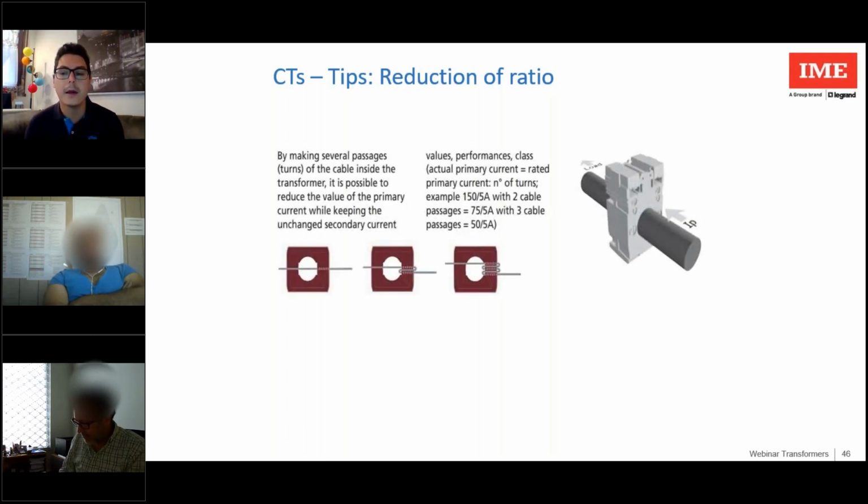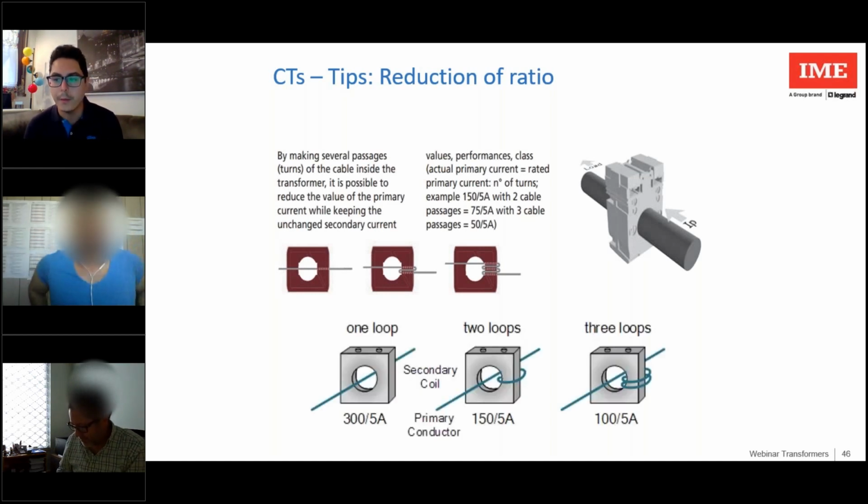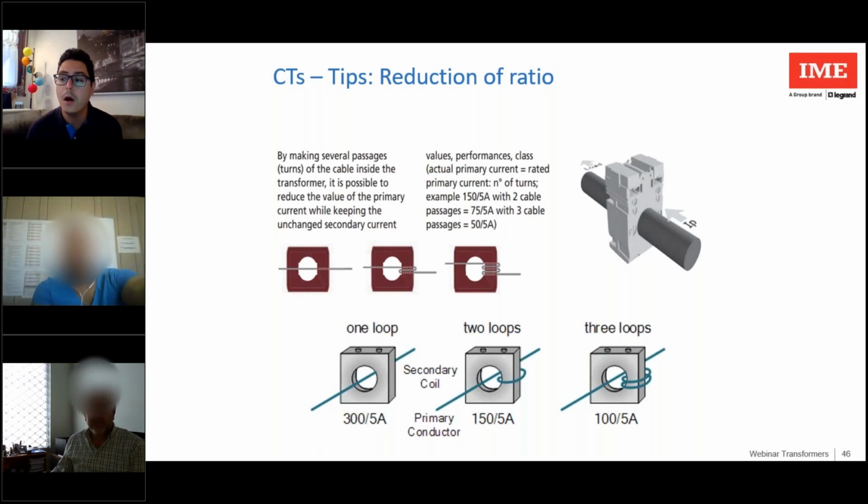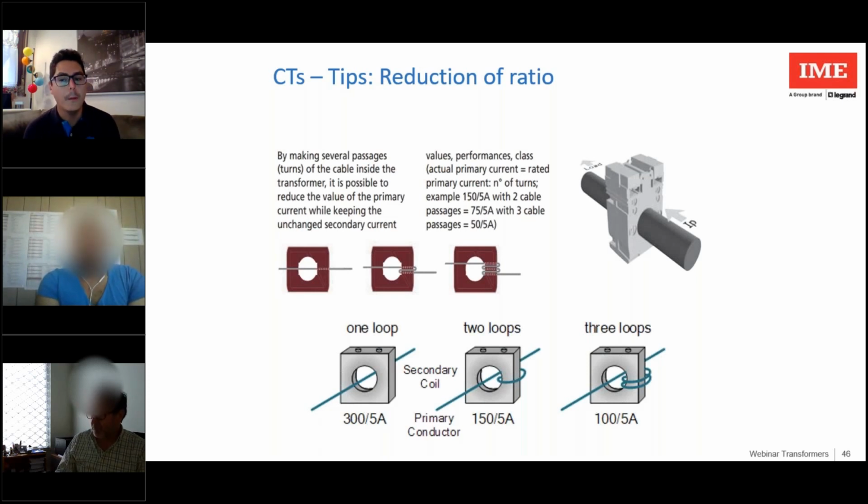Let's just take a current transformer of 300 amps to 5 amps. We can decrease the ratio by making multiple loops of the primary cable on the CT itself. By doing 3 loops, we will get a CT with a 100 to 5 amps ratio. So 5% is 5 amps, so we are in class.